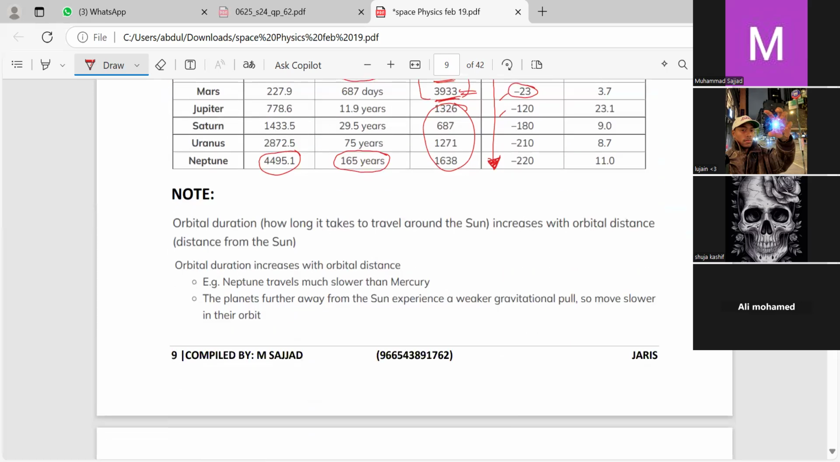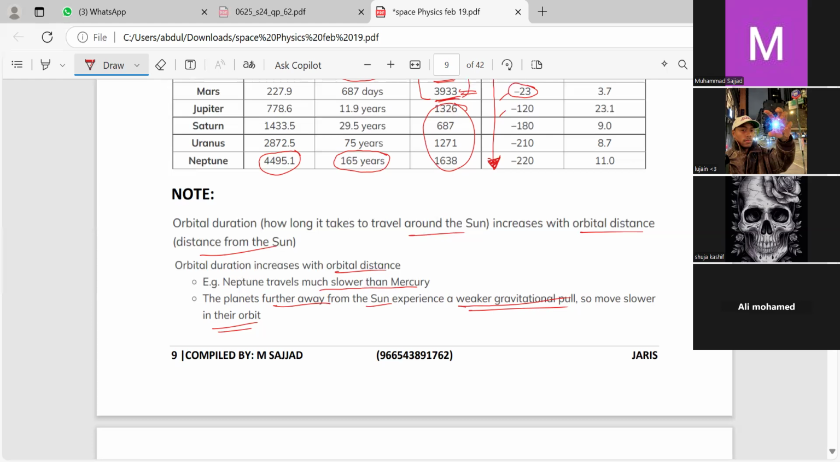Now let's read. All these things are in written form also. Orbital duration: how long it takes to travel around the sun increases with orbital distance from the sun. That's the first point I was sharing with you. So orbital duration increases with orbital distance. For example, Neptune travels much slower than Mercury. Why so? The planets which are further away from the sun experience a weaker gravitational pull, so they move slower in their orbits. So the 2 reasons which I shared with you are written here.